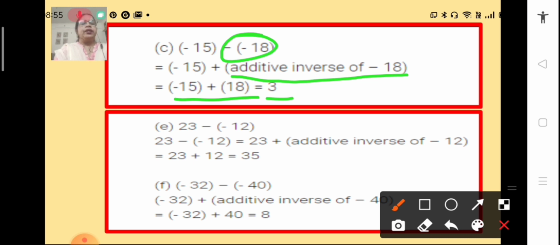E, 23 minus negative 12. So here we have two negative signs. So according to the rule also it becomes positive and we take the additive inverse of negative 12. So it becomes 23 plus 12 and it becomes 35. F, if we have negative 32 minus negative 40, it becomes negative 32 plus the additive inverse. Here we will take the additive inverse of negative 40 and add it. So negative 32 plus 40 becomes 8.